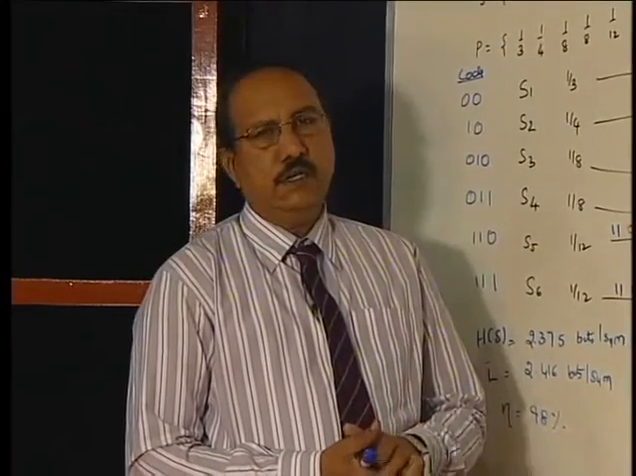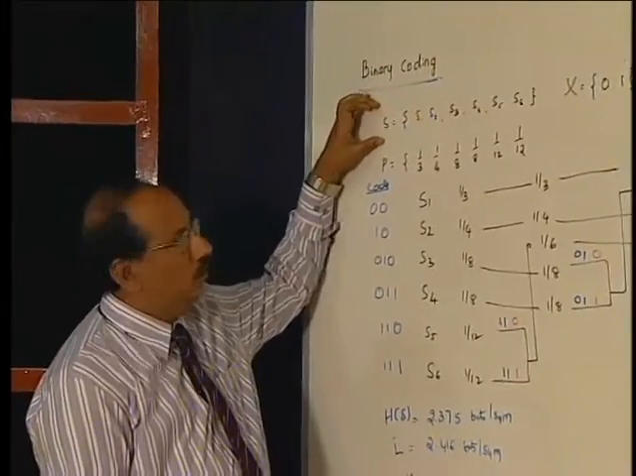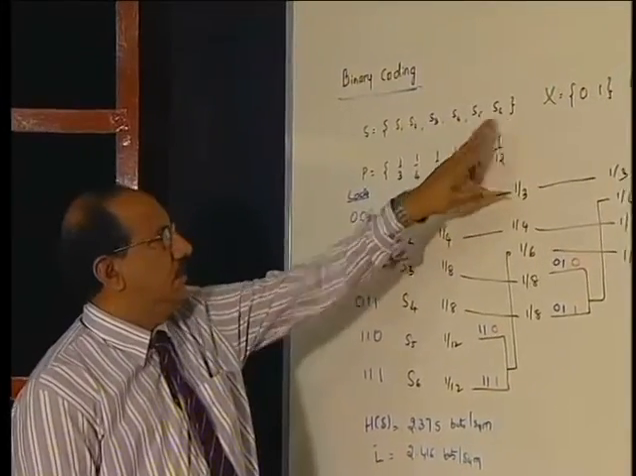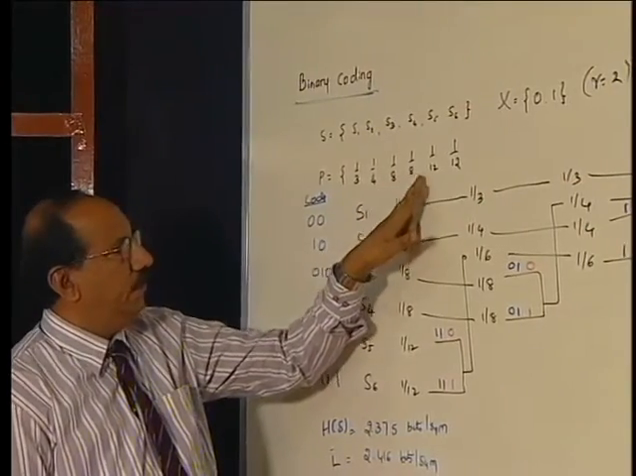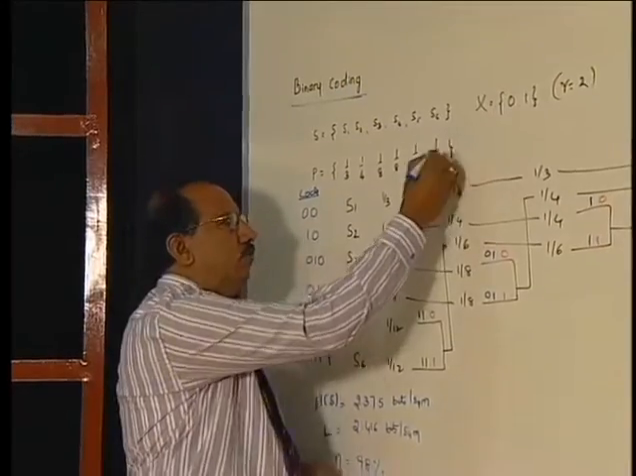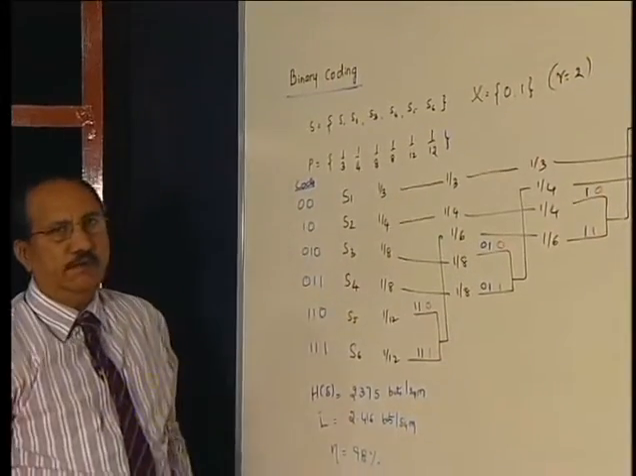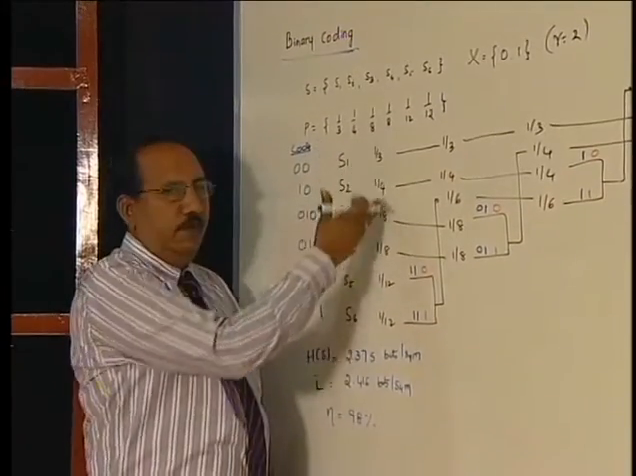So, to illustrate that I will take this example. Let us assume I have a source with 6 symbols with these probabilities: 1/3, 1/4, 1/8, 1/8, 1/12 and 1/12. As usual, I will assign all of these in the order of decreasing probability: S1, S2, S3, S4, S5 with all these probabilities.